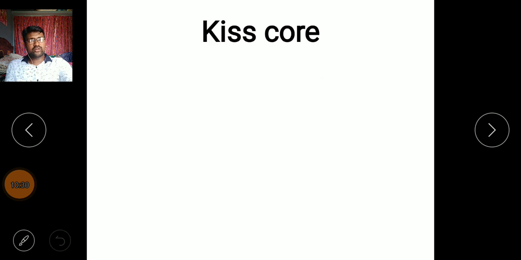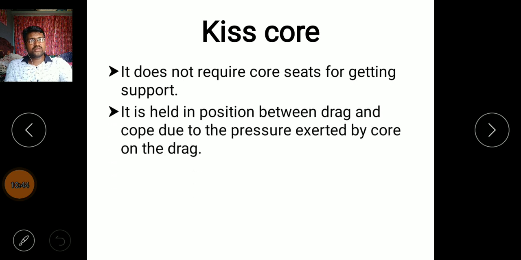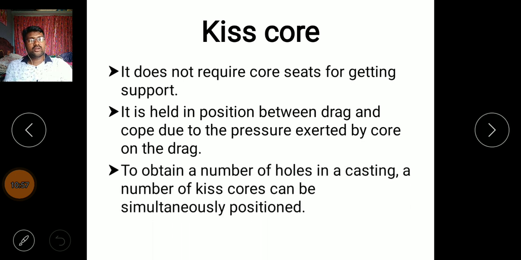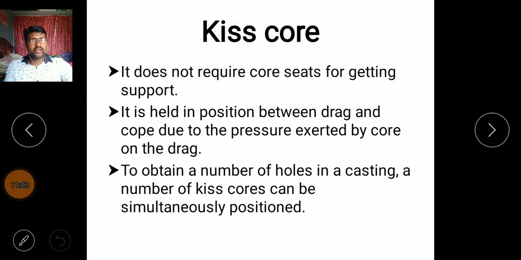Next, coming to kiss core, it does not require core seats for getting support, as in remaining cases we are providing chaplets, or in some cases other cores. But in this case it is held in position between the drag and cope box due to pressure exerted by the cope on the drag, so the cores will withstand. To obtain a number of holes in a casting, a number of kiss cores can be simultaneously positioned.